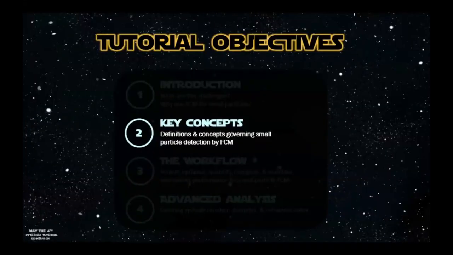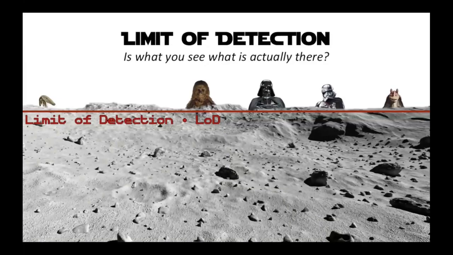So this brings us to some key concepts and definitions governing the detection of small particles. In the previous slide, Josh talked about the limit of detection, and this is definitely one of these very, very important concepts that we need to understand and how it should apply to small particles. The limit of detection essentially determines what you can see.